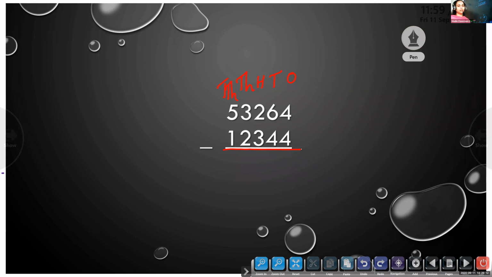And if the number on the top is big, there is no problem. We can directly subtract. If the number on the top is small, in that case only you have to regroup and borrow. Okay, so Sabah, can we do that subtraction together?